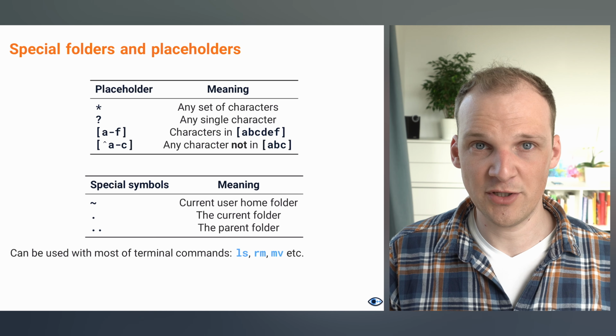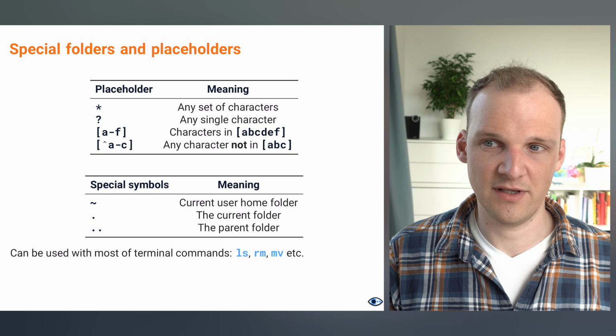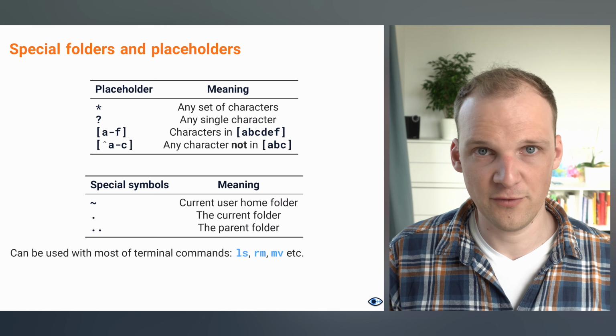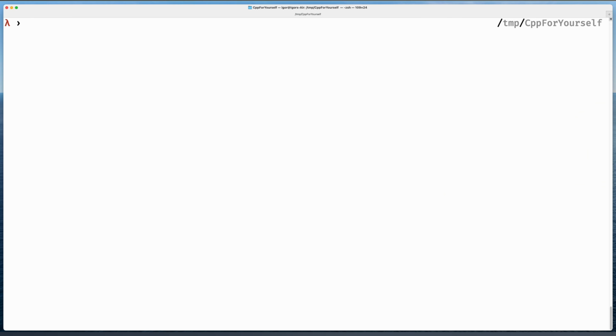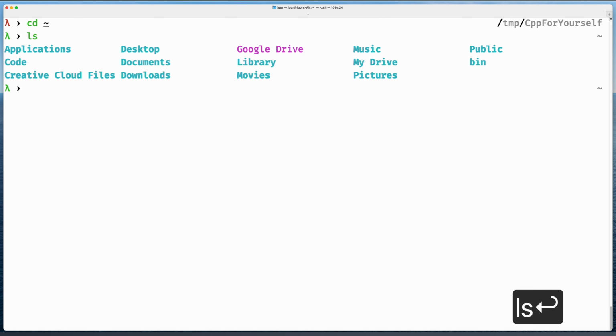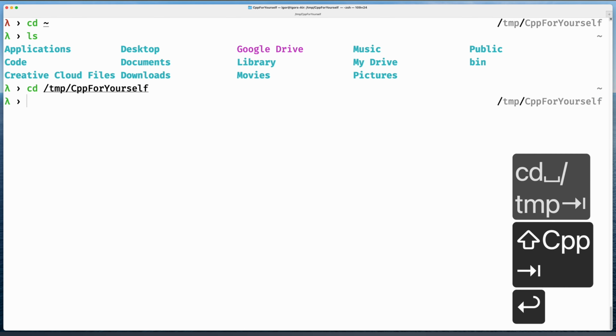Right, there are a bunch of other symbols that are important to know. If you want to navigate to your home directory, you can always just type in tilde, and tilde navigates you to the home directory. Now if I ls in this directory, I can see all my documents, code, and the other files that I have in my home folder, but for now I will navigate back to my temporary folder in which we work here.